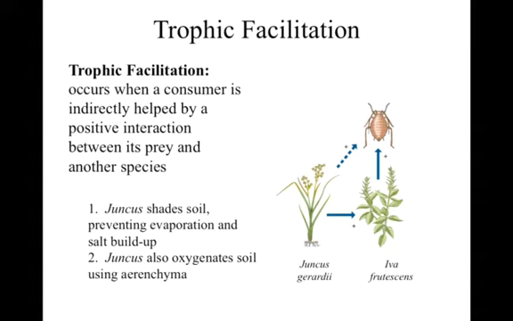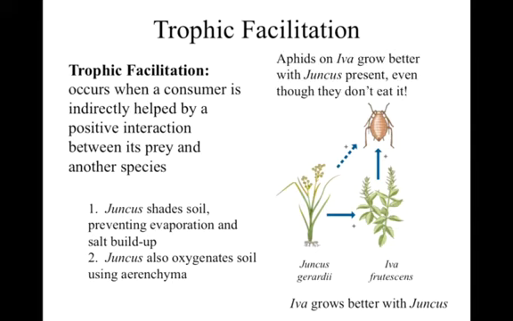So juncus shades the soil and prevents evaporation, which then prevents salt buildup, and this is helpful for iva growth. Juncus also oxygenates the soil, and again, this is helpful for iva growth. And because the juncus helps the iva to grow better, that actually helps the aphids to do better. So even though aphids don't eat juncus, they still do better with the juncus present, and that's called trophic facilitation. So again, aphids on iva grow better when juncus is present, even though they don't eat it.